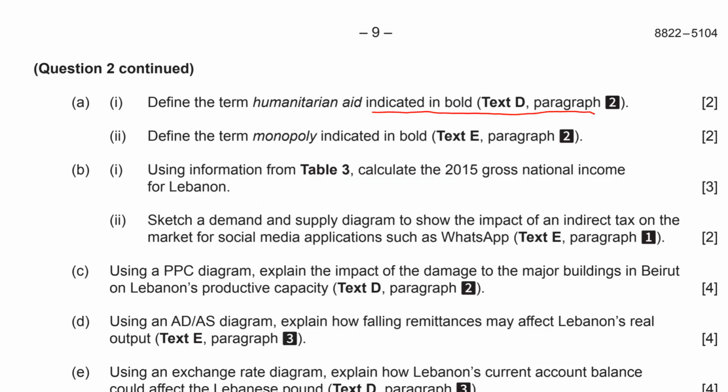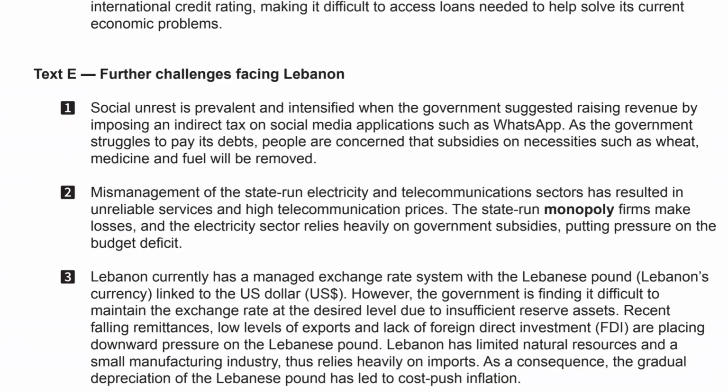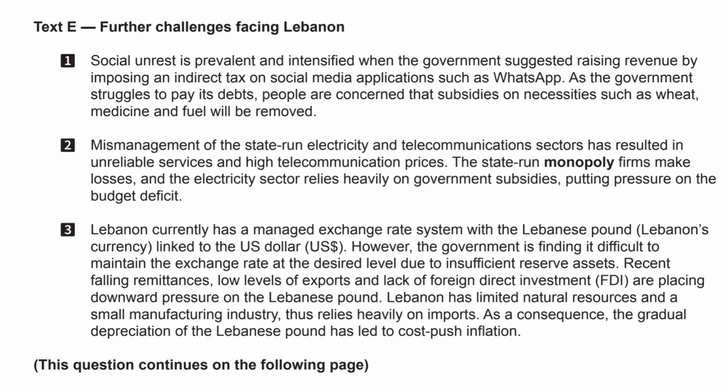Okay, now the second bit of part A, which is A part 2, is asking us to define the term monopoly indicated in bold, text E, paragraph 2. So let's go to text E, paragraph 2, and have a read. Mismanagement of the state-run electricity and telecommunications sector has resulted in unreliable services and high telecommunication prices. These state-run monopoly firms make losses, and the electricity sector relies heavily on government subsidies, putting pressure on the budget deficit. Okay, so once again, we've got to straight up define what this monopoly term means.